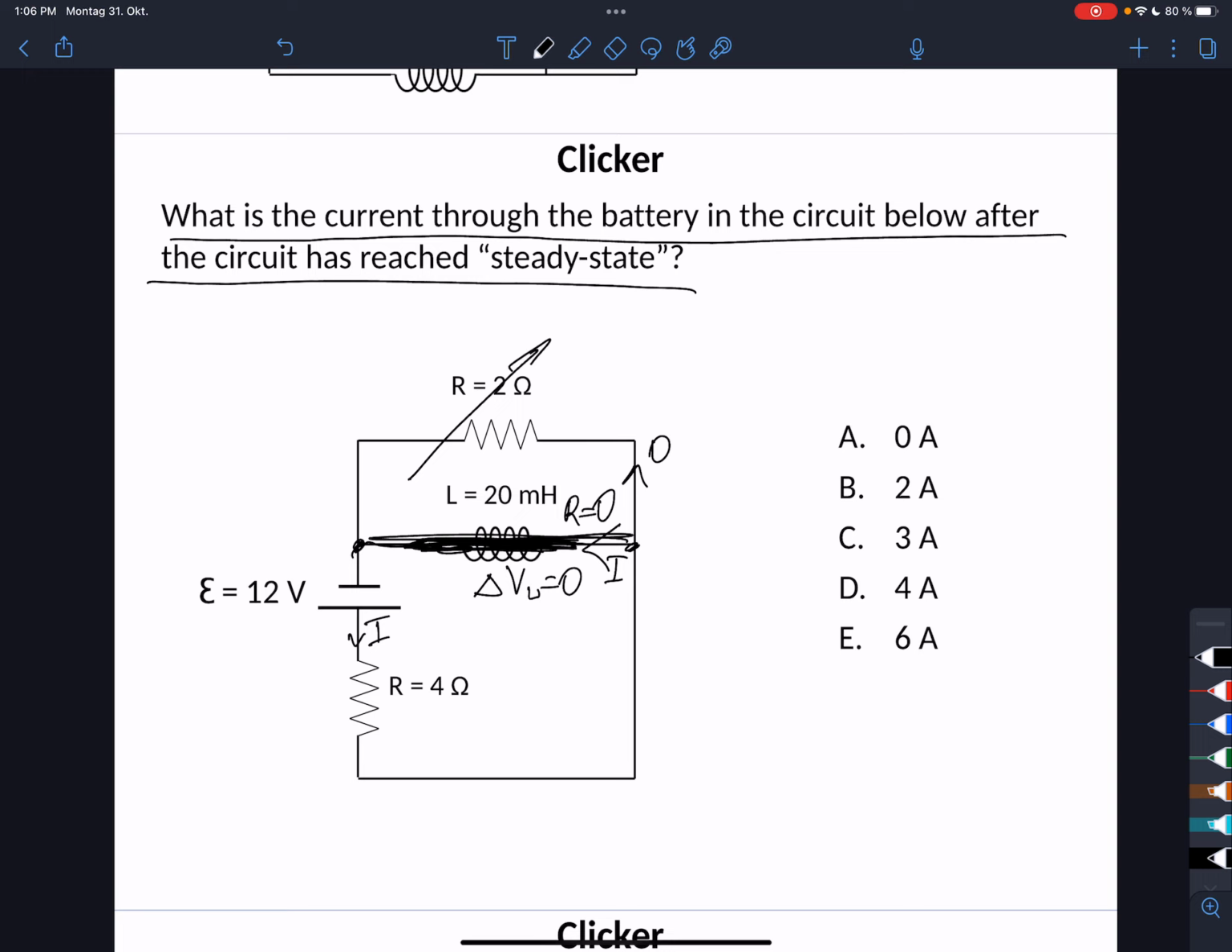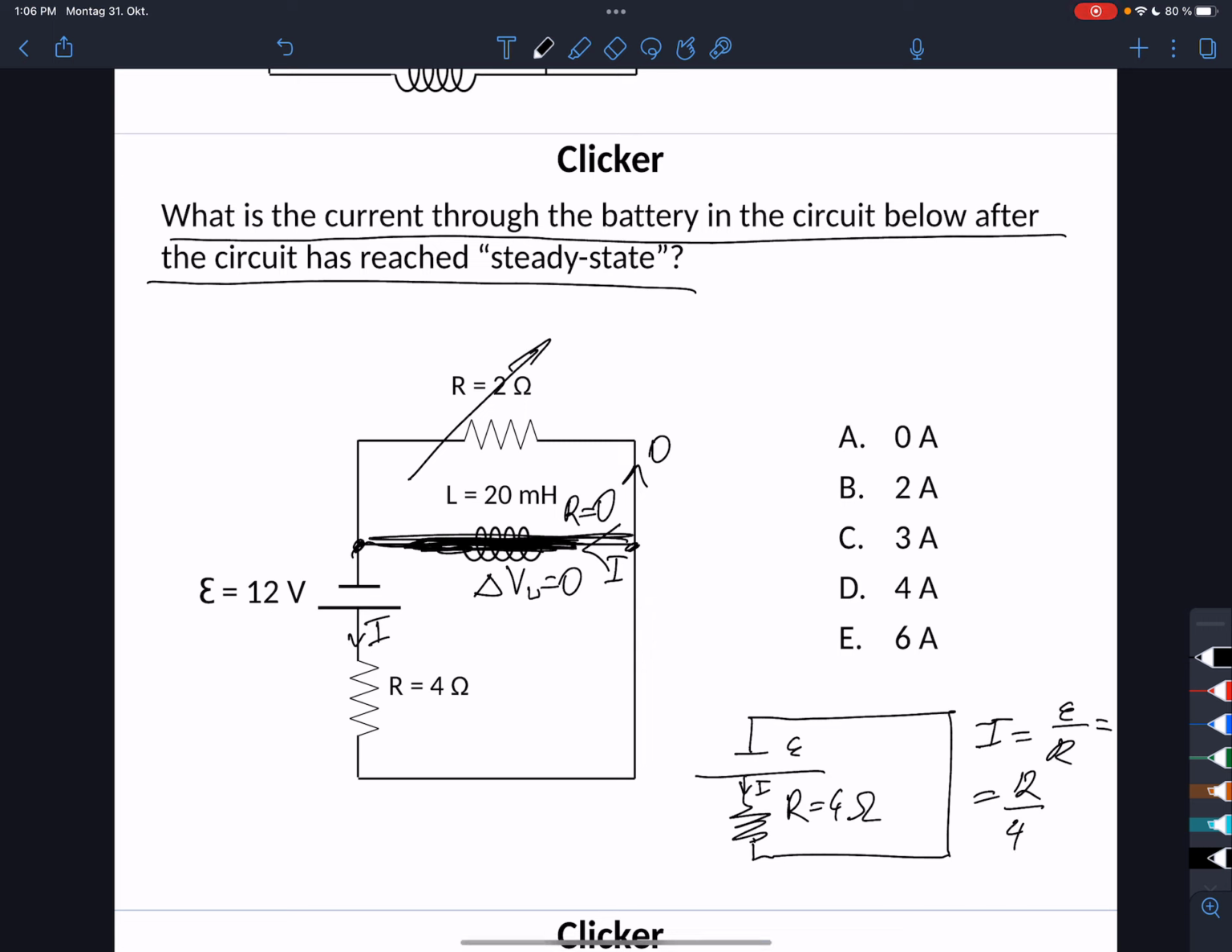Therefore I can simplify this circuit into the following one. This is my EMF, this is the resistance of 4 ohms. That's my simplified circuit, and now I can find the current through the battery. The current is the same as the current through the resistor, and it is given by EMF divided by the resistance. Substituting the numbers, it's 12 volts divided by 4 ohms, so it will be 3 amps.